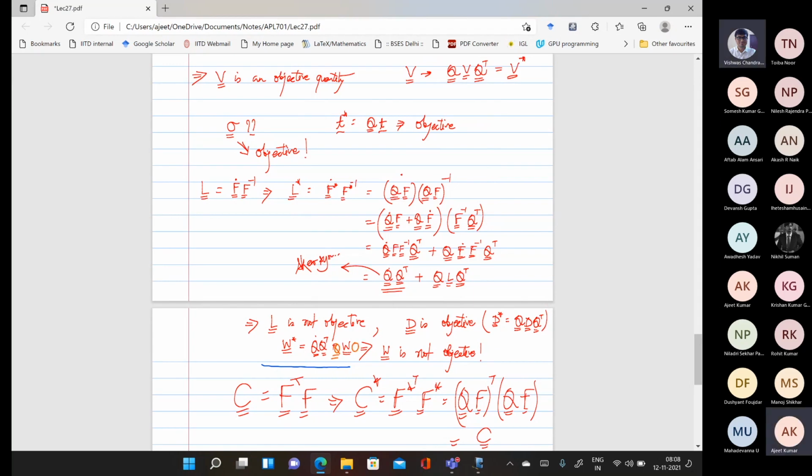And how we can arrive at it is, I think, L we can write as D plus W, and then the symmetric and non-symmetric parts we can separate out. Correct. Okay, sir.